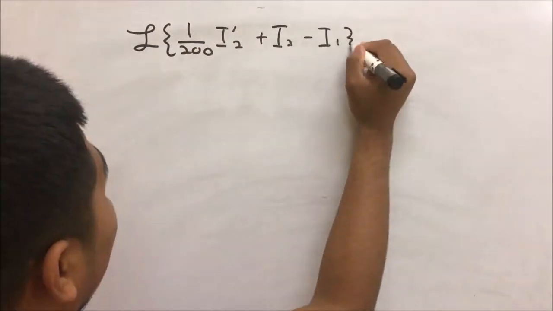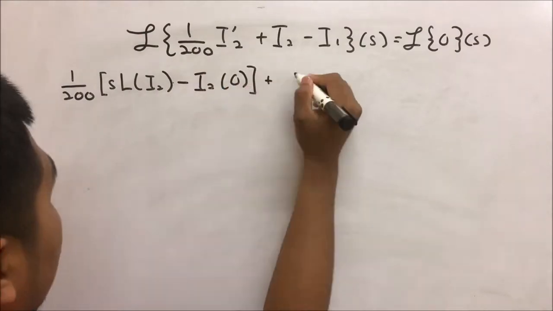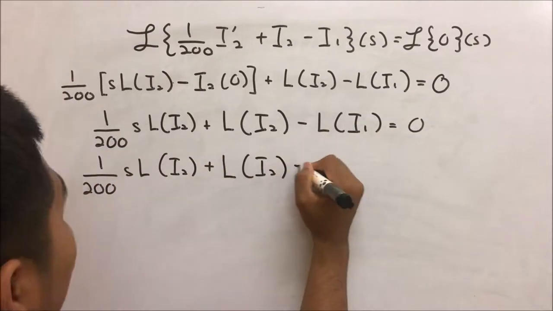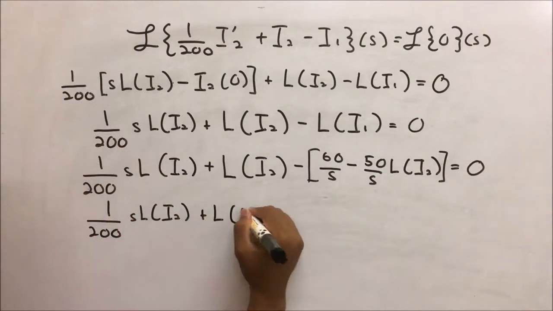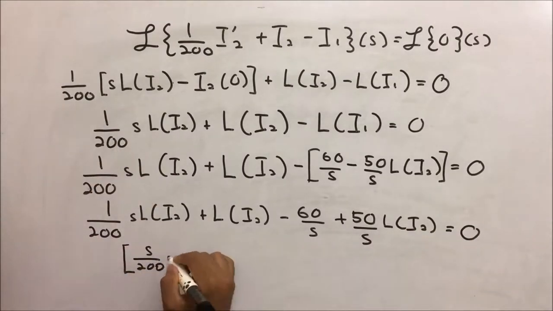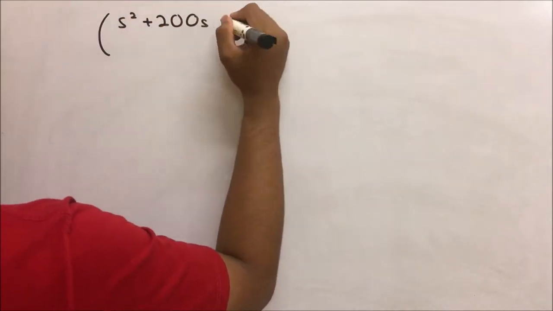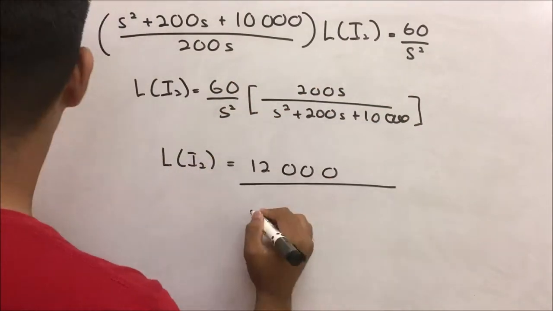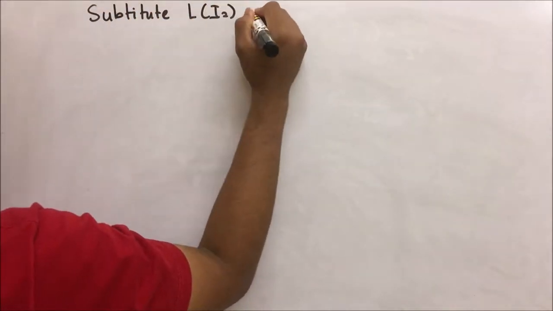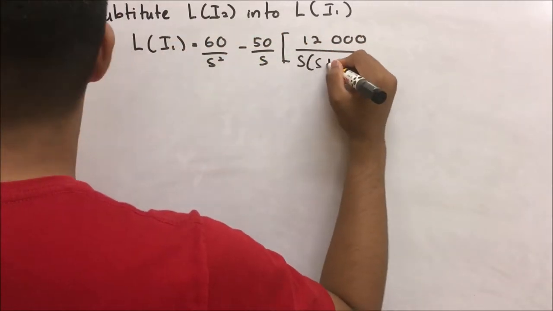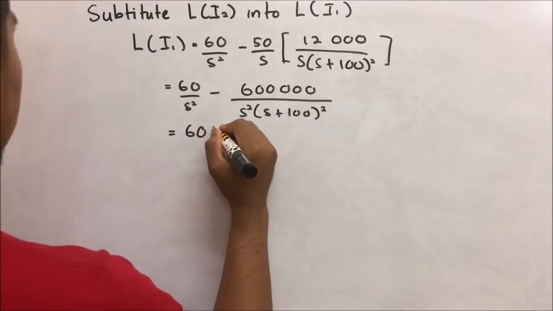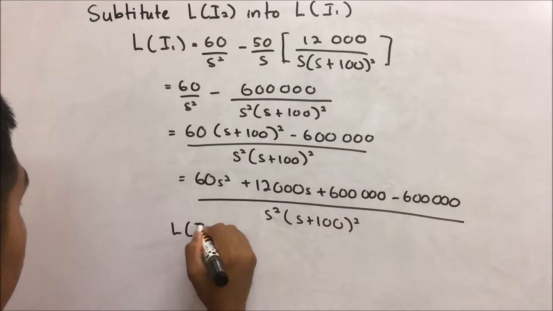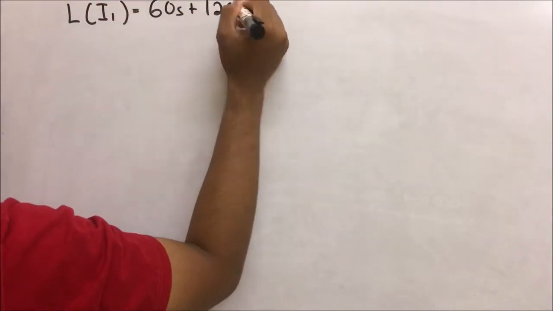We also Laplace transform equation 2, and then we substitute the equation of L{I1} into L{I2}. From the solution, we get the value of L{I2}. In addition, we substitute L{I2} into L{I1} in order to get the equation for L{I1}. Now we will solve for L{I1} first.